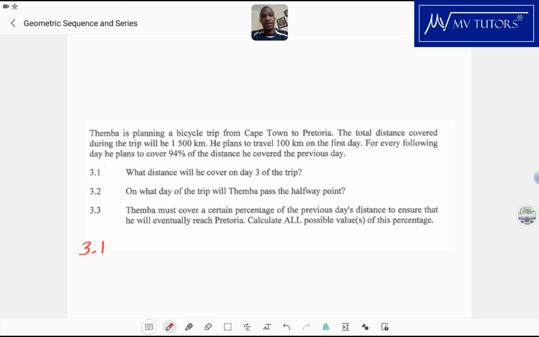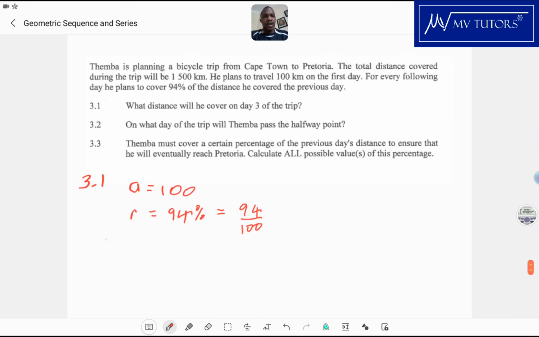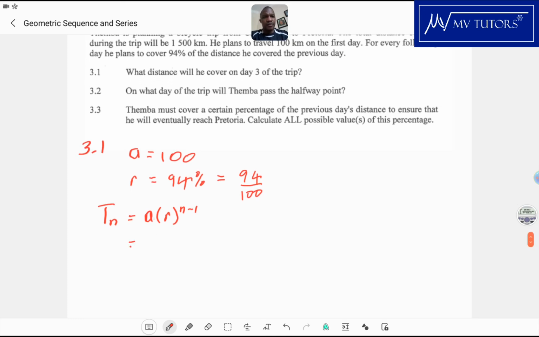To answer this, we need to get the formula first. To get the formula, we need a, and we can see a is 100 kilometers. We also need r. R, we have been given, it's 94%. Now, you know 94% means you are dividing by 100. So it's 94 divided by 100. Our general formula is given by a, r in brackets, which I prefer, and n minus 1 as an exponent. So we do have a, it's 100. r is 94 divided by 100. And then n minus 1.